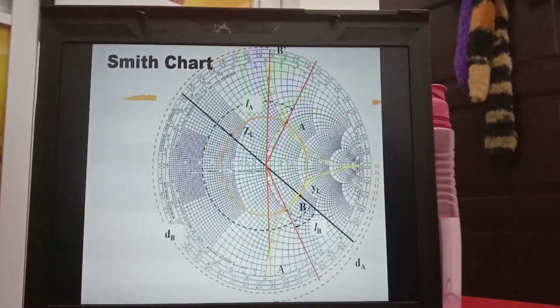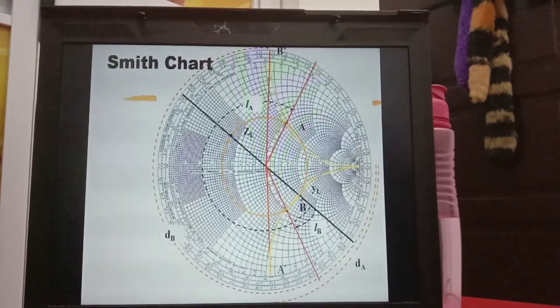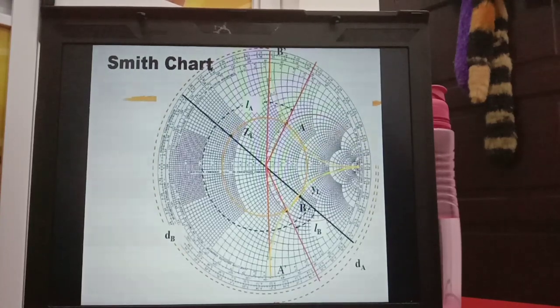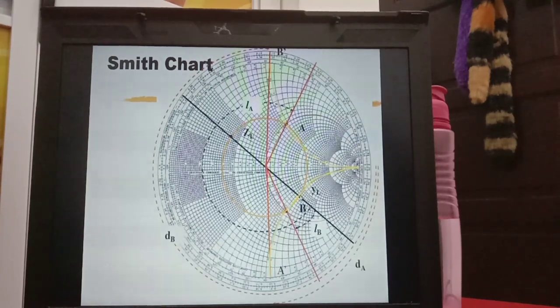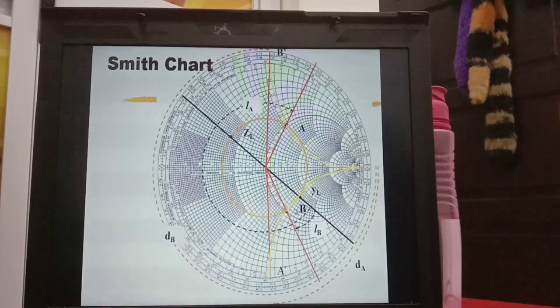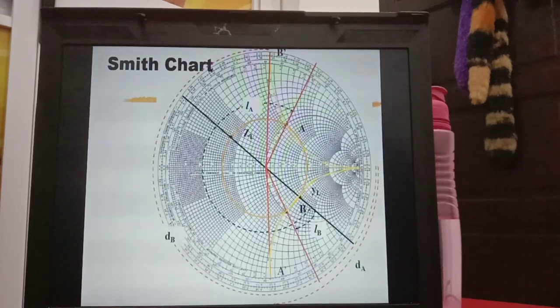So starting from this point, we want to find the location to connect the stub line. There are two suitable locations. These are the locations where the real part of the admittance is 1. As we know, the admittance along a transmission line will change along the constant mismatch circle. We need to find the point at which the real part of the admittance is 1. That is this point and this point, which are the intersection points between the constant mismatch circle and the constant conductance circle of 1.